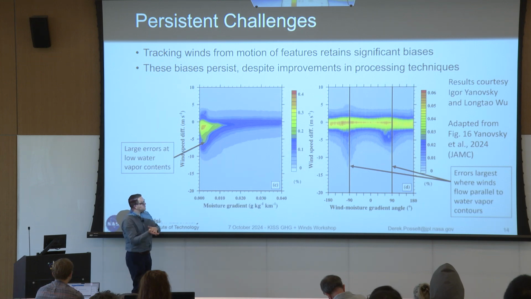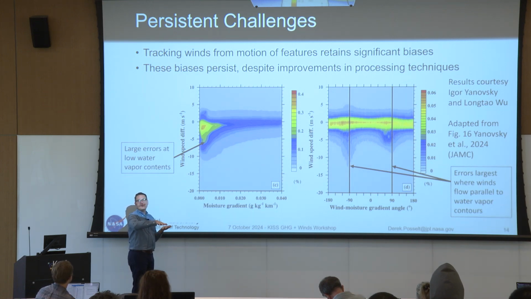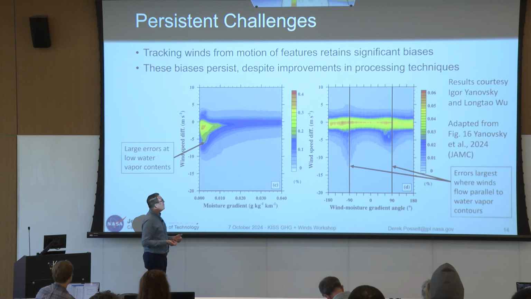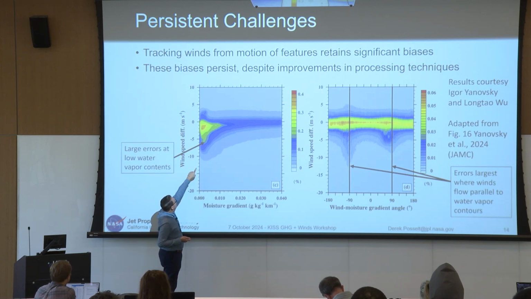If you have a smaller gradient, a weaker gradient, you have less of a feature to track. And no image enhancement in the world is going to give you any information if you have a flat image. In fact, often what you'll do is you'll just enhance noise, and that doesn't help you. So the bulk of our errors actually occur where you have small gradients in water vapor.